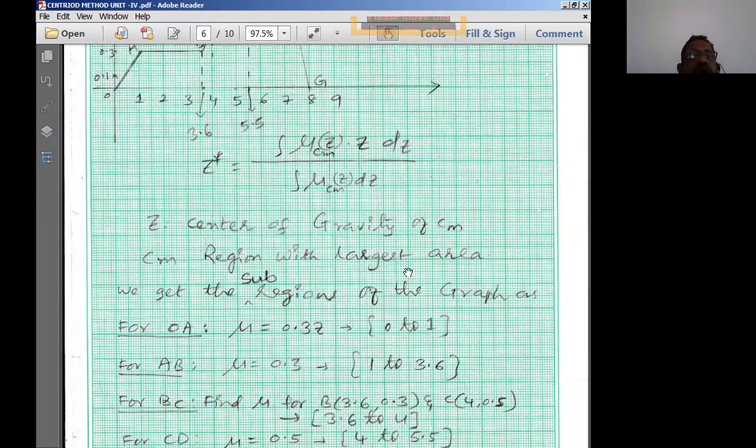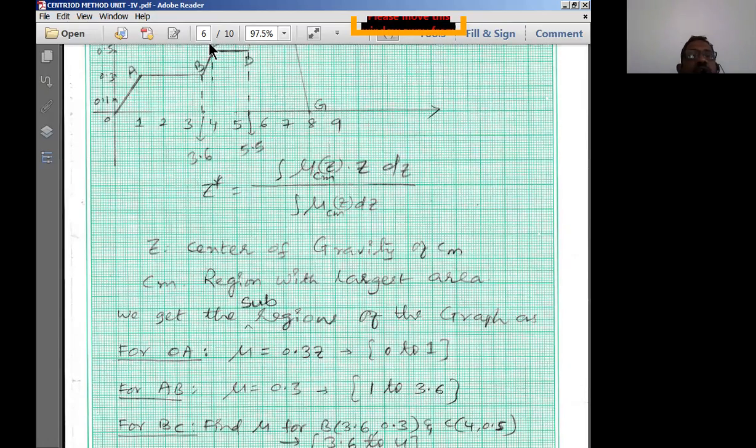Similarly, let us go with A to B now. What is it for A to B? A to B is constant at 0.3, therefore mu is equal to 0.3. It is varying between 1 to 3.6, so the limits are going to be 1 to 3.6. Then next we have to go for B and C.